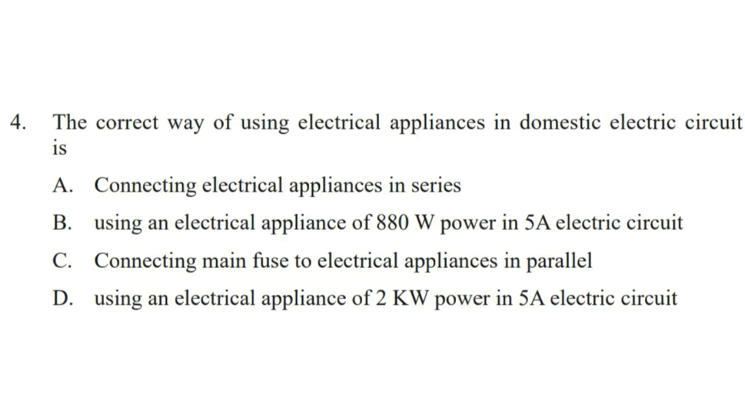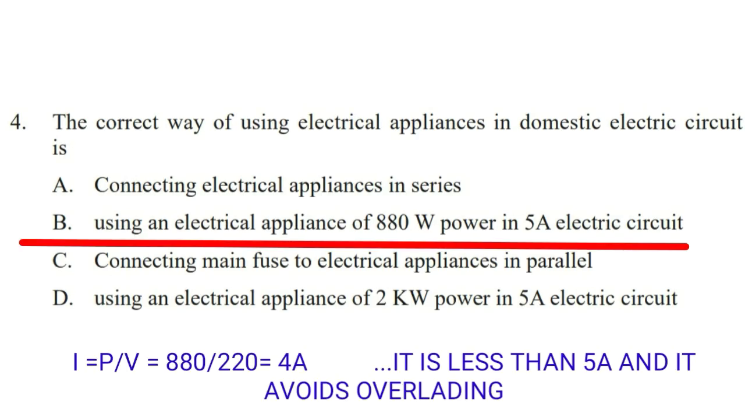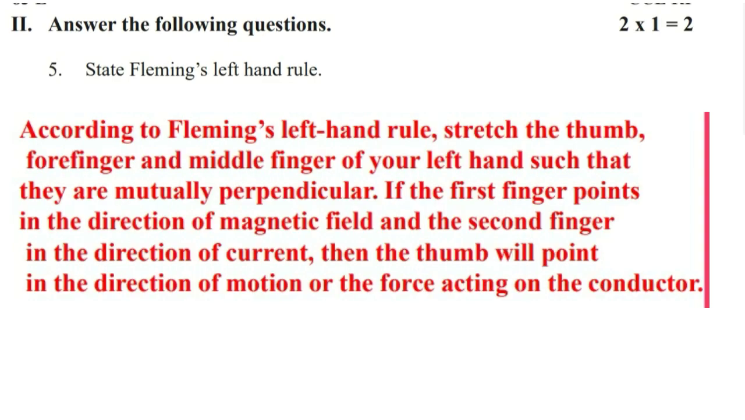Then next question. The correct way of using electrical appliances in domestic electric circuit is dash. The correct answer for this is option B, using an electrical appliance of 880 watts power in a 5 ampere electric circuit. The electric current used by the electrical appliance used in home is 4 amperes. It is less than that of 5 amperes which is flowing in the circuit. It avoids overloading.